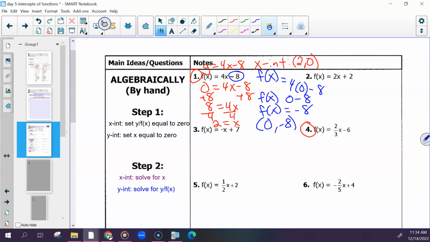So if it's in this format, you don't have to do the work for the y-intercept. You do have to do the work for the x-intercept because you can easily see what the y-intercept is.